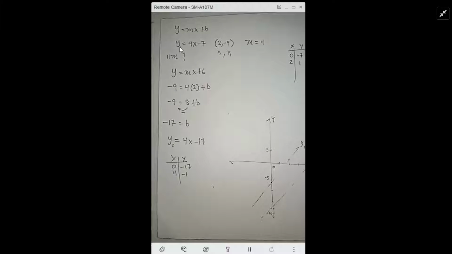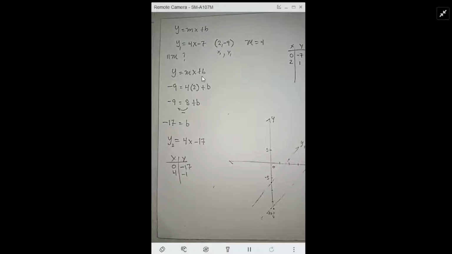Let's make this equation y1. We're going to have to come up with another equation. They're going to have the same slope, and they're going to go through this point, so we can use this equation. Make this point x1, y1. Plug in the slope; all we need is to find b, and we'll have the equation of the line. That's what we've done here.